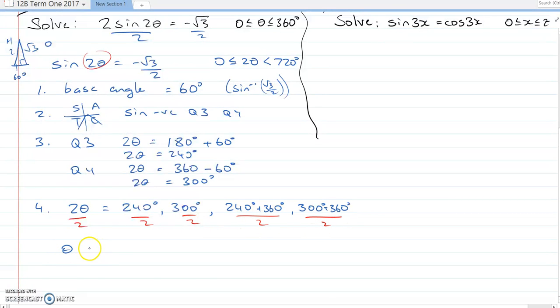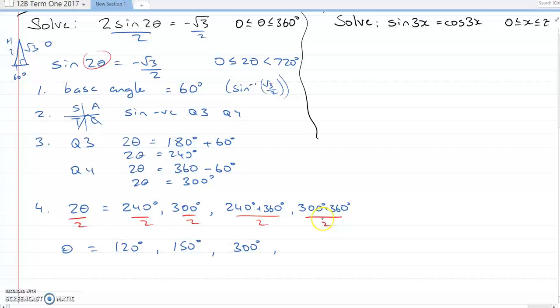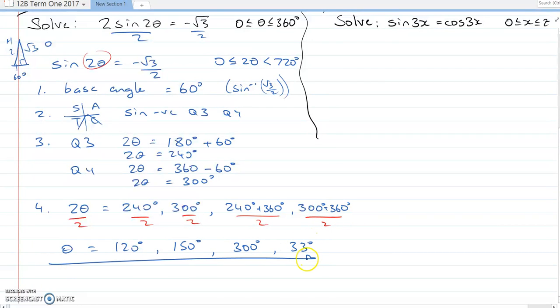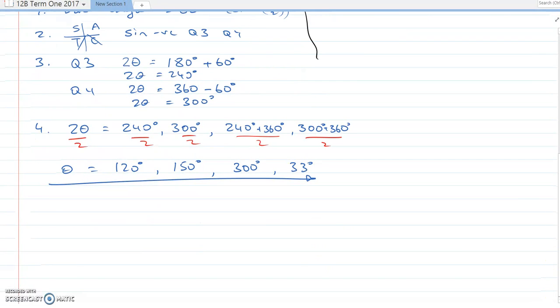So, final answer, 120 degrees, 150 degrees, 240 plus 360 is 600, divided by 2 is 300 degrees, and 660 divided by 2 is 330 degrees. And that's it. We're done. Next problem.